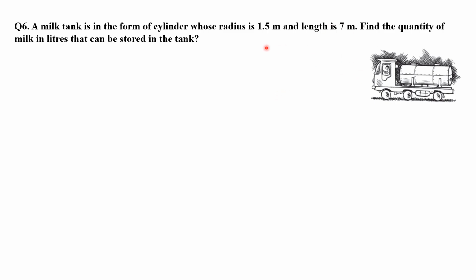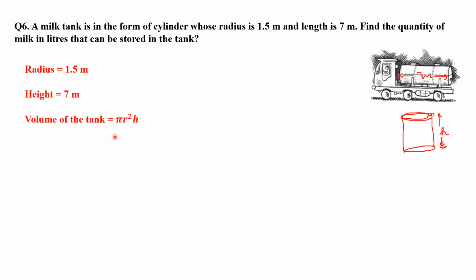Now if you see this question here, length is given as 7 meter, means this length is 7 meter. Okay, now if I keep this cylinder like this, that cylinder is in horizontal position. Now if I keep this cylinder like this, length will become my height. So from here you can say the height of the cylinder is 7 meter. So let's write what and all is given in the question. Radius is 1.5 meter, height is 7 meter.